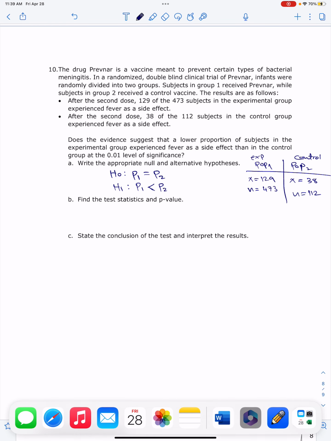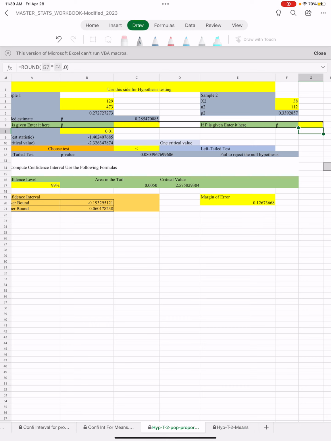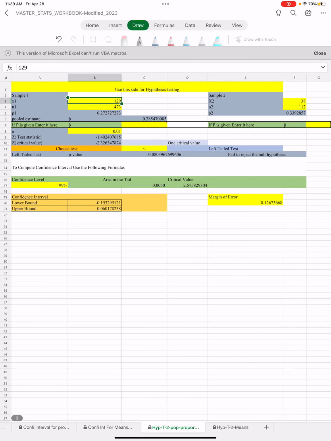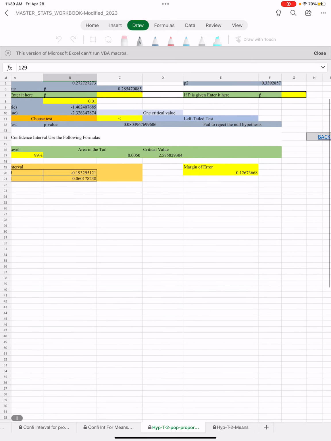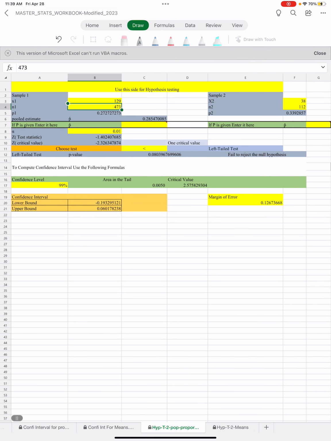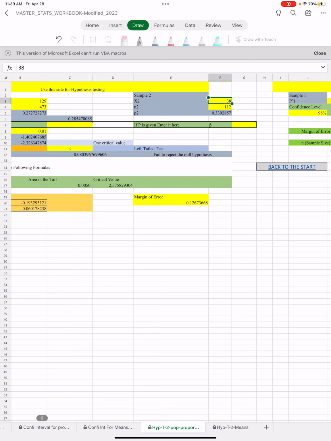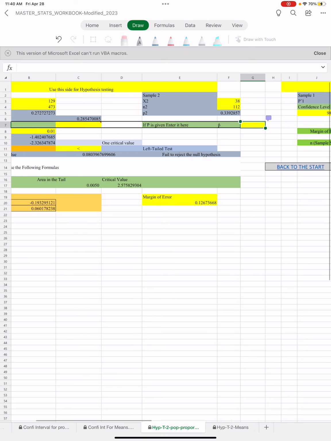I'm going to go to the Master Excel workbook. I'm going to go to hypothesis testing for two proportions, and I will plug in my numbers. For the first sample, which is the experimental group, X1 is 129, N is 473, and remove the P if there is a P here, because we don't have that. Alpha is 0.01, and the test is less than. Then you go to the second group and put the numbers in here. X2 is 38, N2 is 112, remove P if it's there, you don't need it.